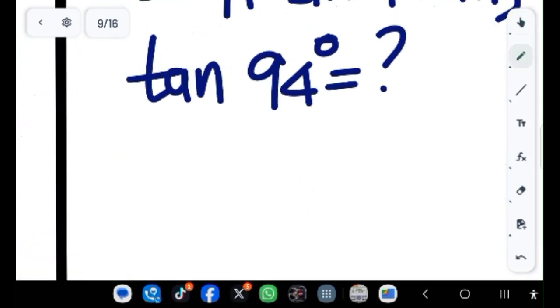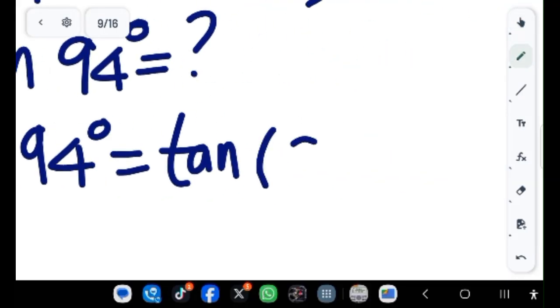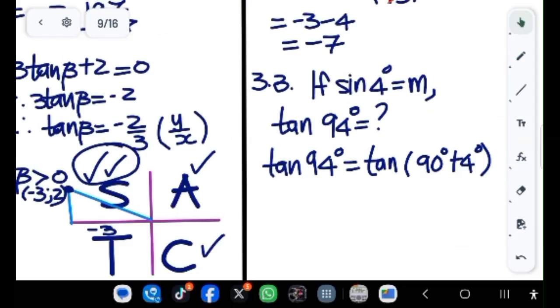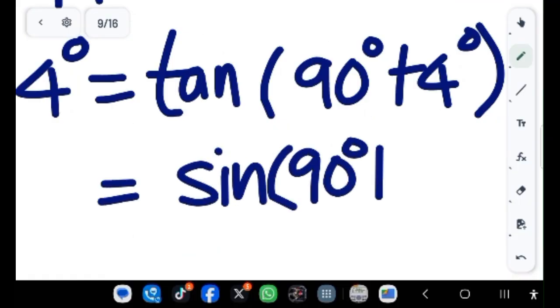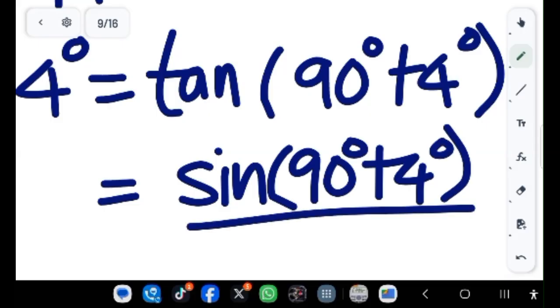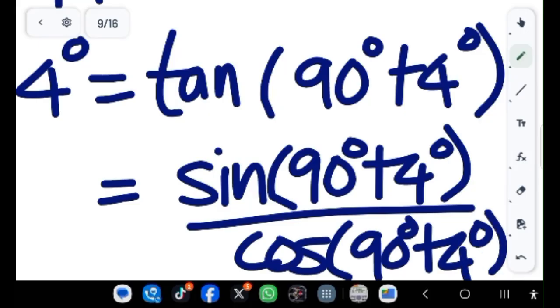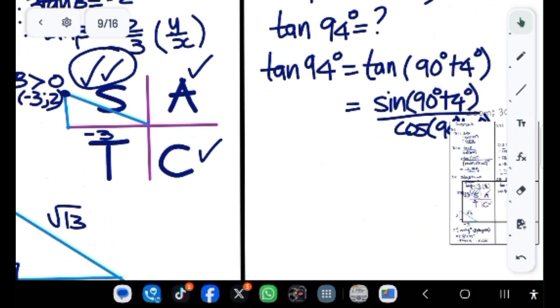First of all, tan of 94 degrees can be written as a combination of 90 and 4 degrees. 90 degrees plus 4 degrees, which is a compound angle. But tan can also be written as sine over cos. So that will be sine of 90 degrees plus 4 degrees over cos of 90 degrees plus 4 degrees, which is equal to sine of 90 degrees plus 4 degrees.